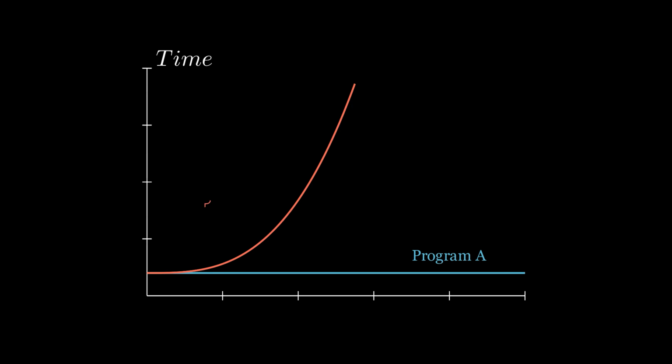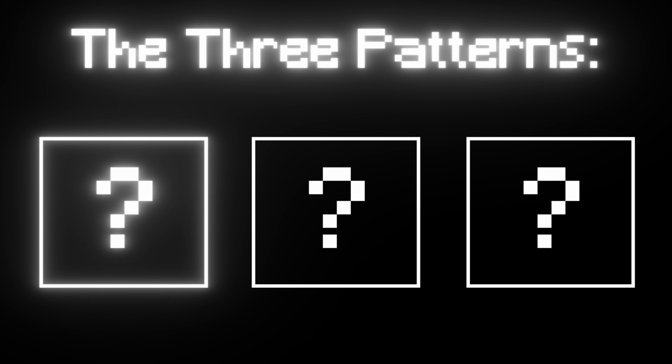Say we have two programs. Program A always takes 1 second to run, every single time. Program B, on the other hand, takes 1 second to run with 10 items, but it takes 1,000 seconds to run with 10,000 items. Program B becomes unusable at scale. By the end of this video, you will know exactly why. It turns out there are 3 common patterns that programmers see over and over again. The first one is surprisingly powerful.